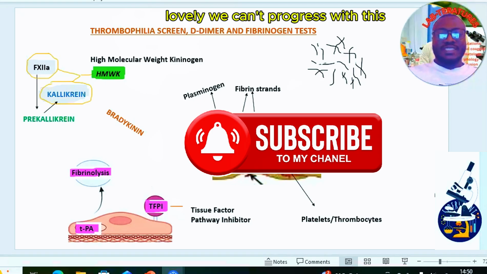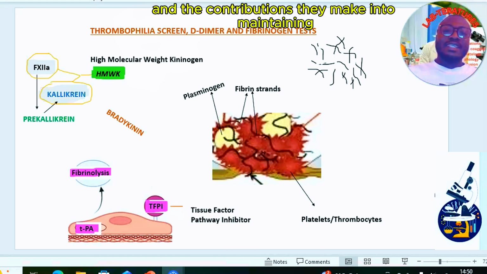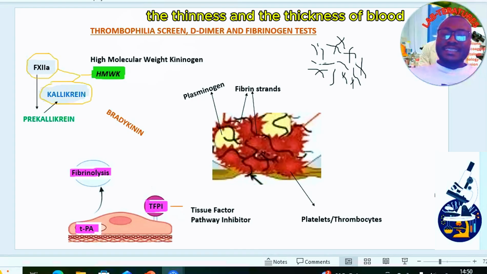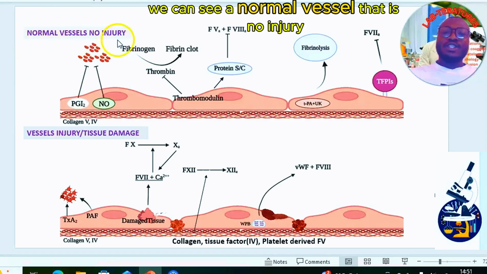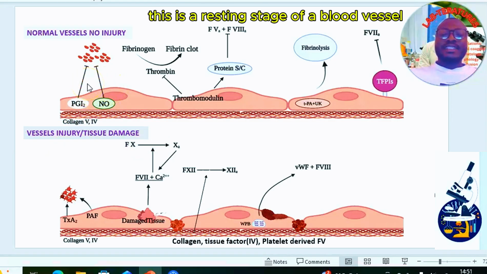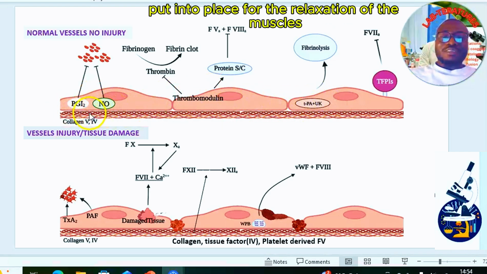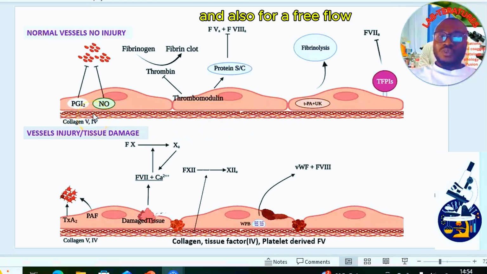We can't progress with this without knowing the normal status of a blood vessel, the vasculature, and the contributions they make into maintaining the thinness and the thickness of blood. Look at this structure. Now I have divided them into two. We can see a normal vessel that has no injury, and here a vessel injury that has got tissue damage. If you look up here, this is a resting stage of a blood vessel, and everything is put into place for the relaxation of the smooth muscles of the vasculature, and also for a free flow of blood through the blood vessels.